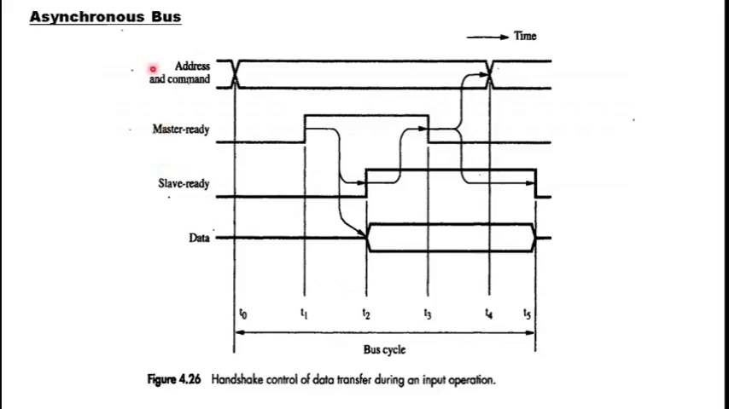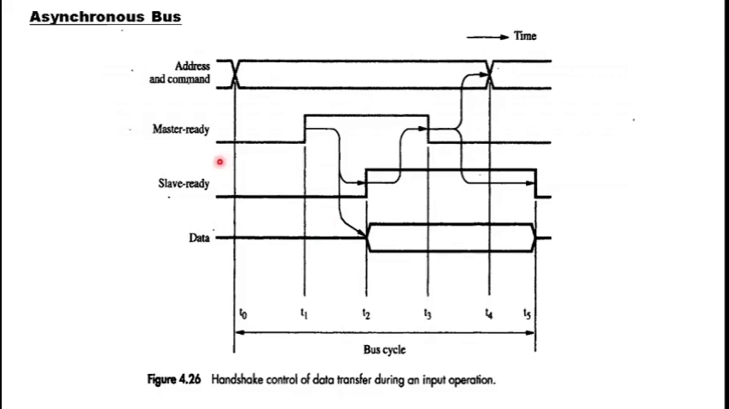So if you see this case, here the transaction shown is an input operation. So it means master has asked the slave to put data on the bus so that it can read it for some use. So we will see how an asynchronous bus operates or coordinates various activities in a data transfer without the help of a clock signal.